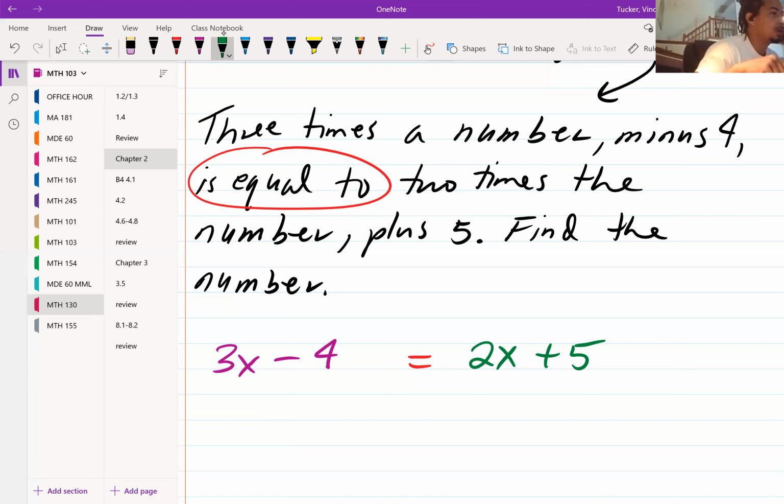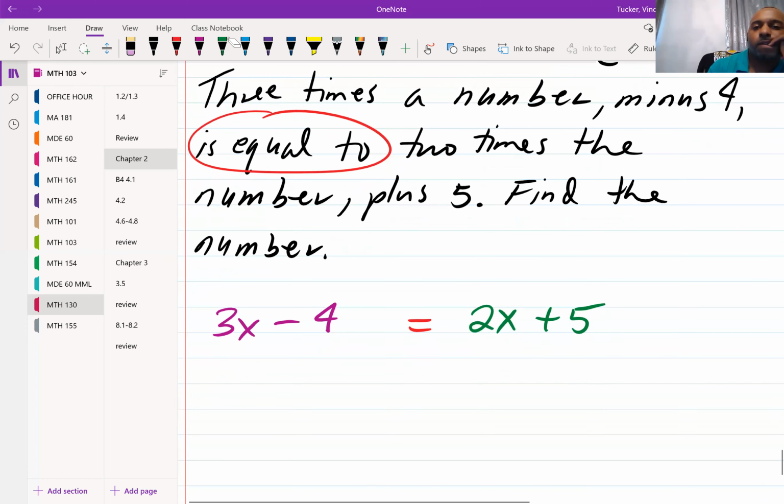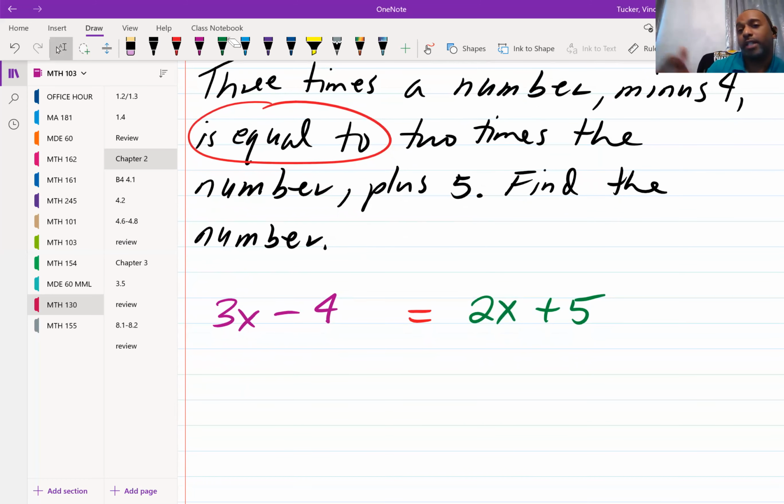Now, if it said 3 times the sum of a number plus 4, then that's when you would use the parentheses because you're doing 3 times the sum. But this just says 3 times the number, so that's just 3X. Okay, understood. All right. So if it was subtraction, it said 3 times the difference. Addition would be 3 times the sum if you're going to use the parentheses. All right, so this is our setup.